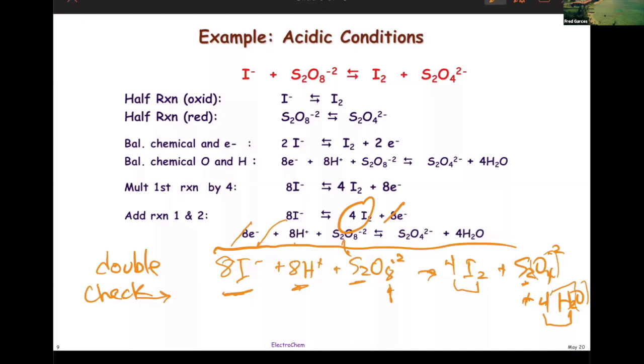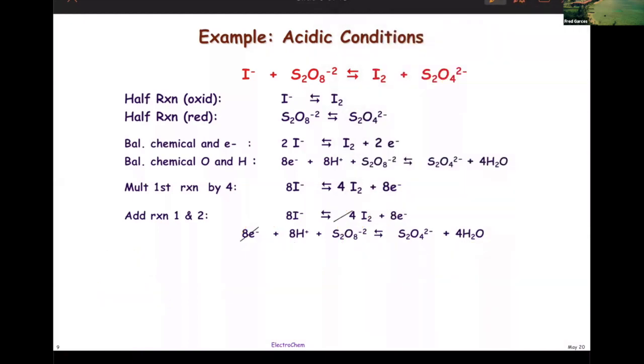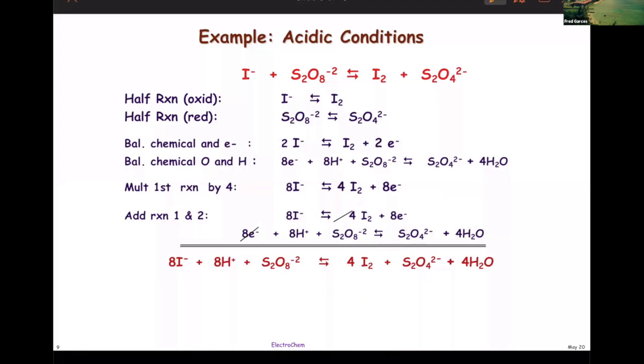This side, minus 8, positive 8, negative 2. This side is negative 2. This side, the only negative 2 comes from that. So this is both balanced in terms of the elements and the charge. Okay, and that's what you see right here. When you add it all up, that's what you see right there.